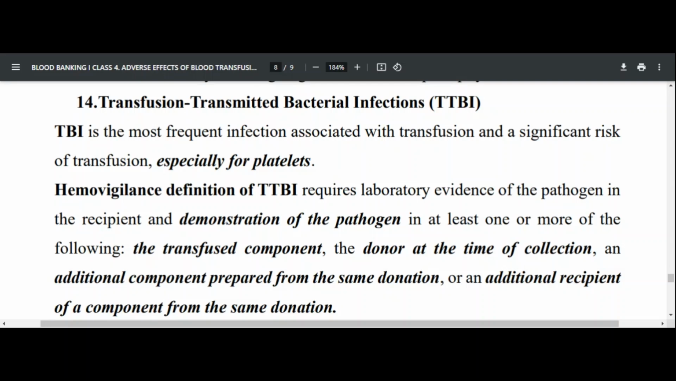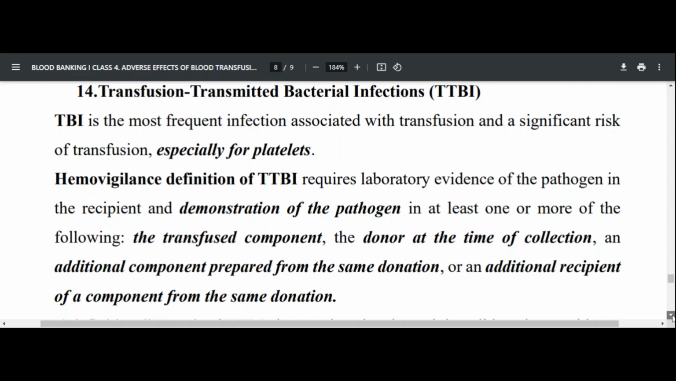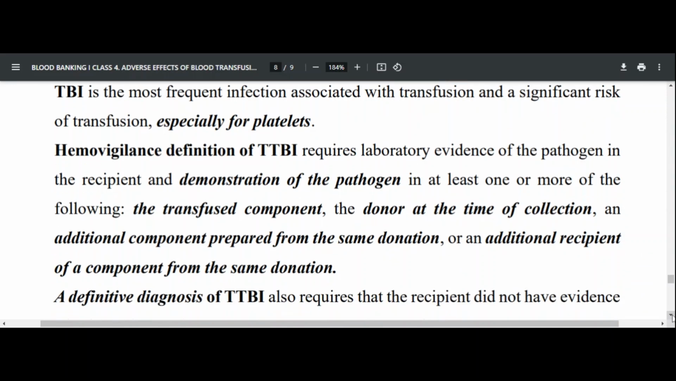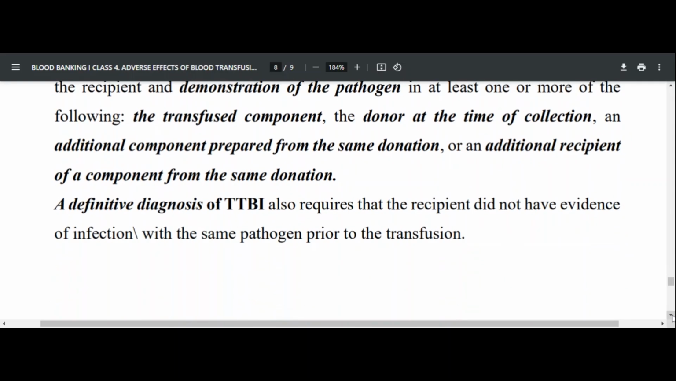One of them, we have to demonstrate the responsible pathogen in the transfused components. Secondly, the donor at time of collection. Thirdly, additional components prepared from the same donation. We have also to demonstrate the pathogen. And fourthly, additional recipients of a component from the same donation. So when you are able to demonstrate that pathogen from those units, then you can conclude this is transfusion transmitted bacterial infection, right?